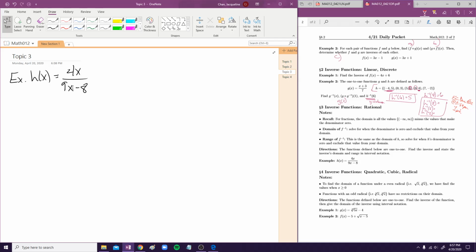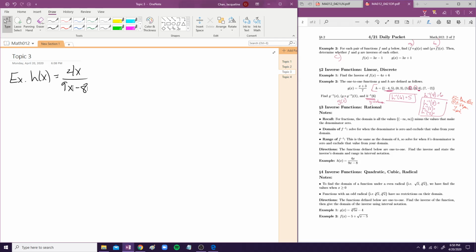All right. Also, what's important, recalling from above, the domain of f inverse, how to find it, it says solve for when the denominator is 0 and exclude that value from your domain. So it's just as if we find the domain of f.